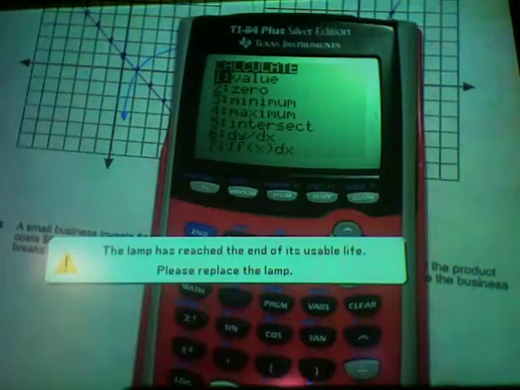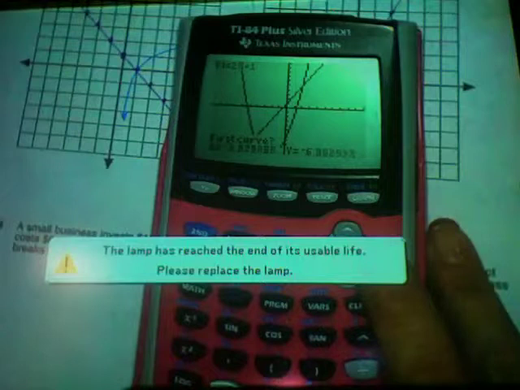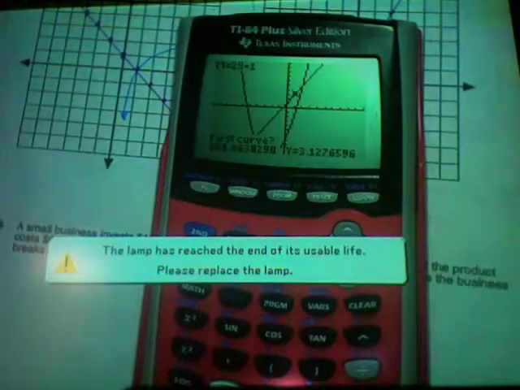For the second intersection, I want to go to intersect 5. So move your cursor closer to the other intersection. Hit enter. Now it's flashing down here, and you want to hit enter again, and then guess. This time it gives me what?